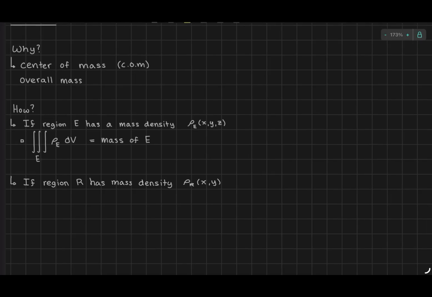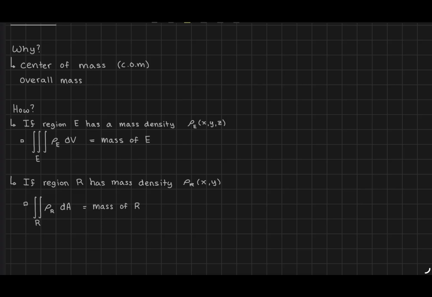Similarly, if we have a region R with a mass density of rho of x, y, this is going to be two-dimensional, but it's a similar concept. We're going to have a double integral wherein we're integrating that mass density with our differential being dA. That's going to be the mass of our region R. Once again, I have to reiterate that these densities are not going to be constant like they were in the past, perhaps. They may be constant in some cases, and I think we'll talk about that today, but in general, these densities are no longer going to be constant.